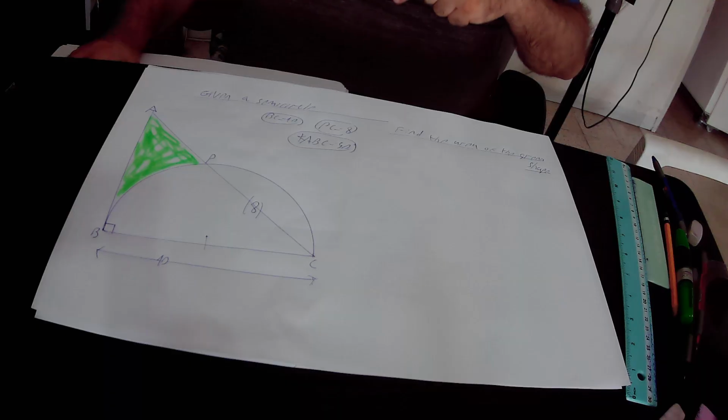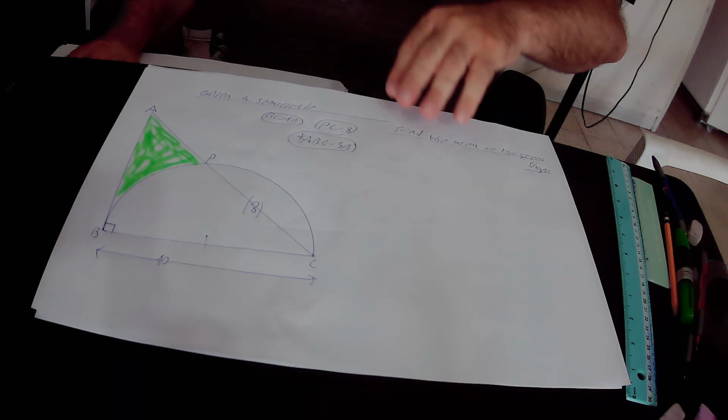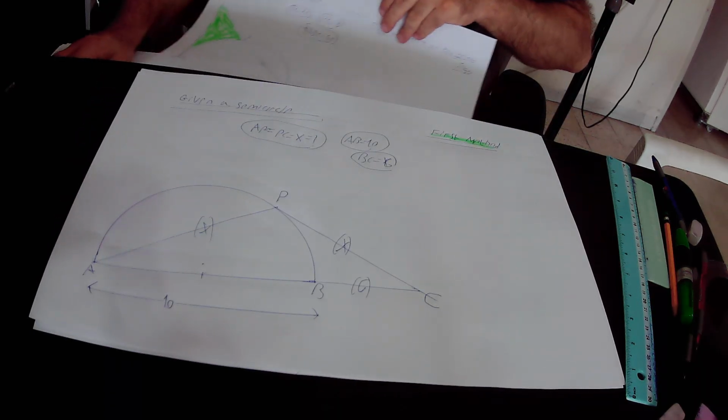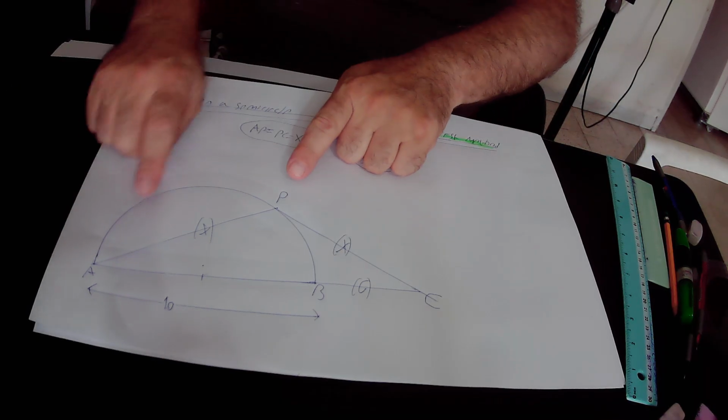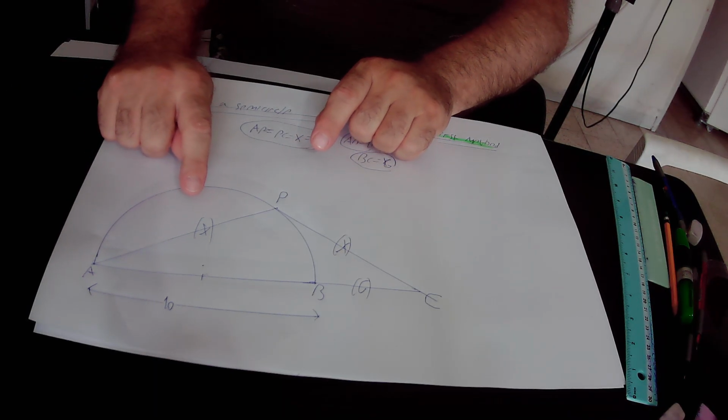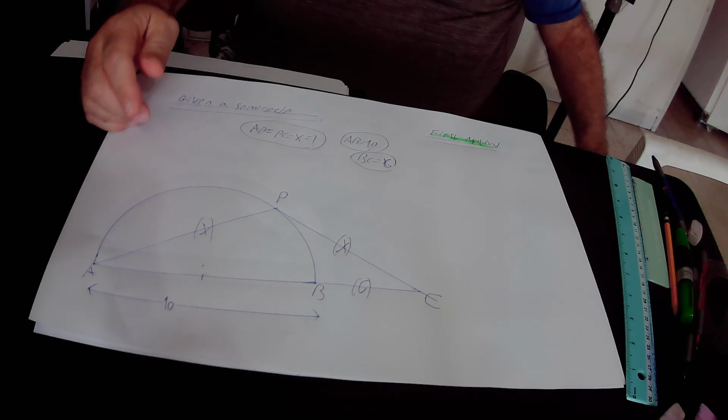Hello, in this lecture we'll answer two questions. In the first question, we'll find out the area of this green shape. In the second question, we'll find out the length of line segment AP, equal to x, using two different methods. So we start with the first question.